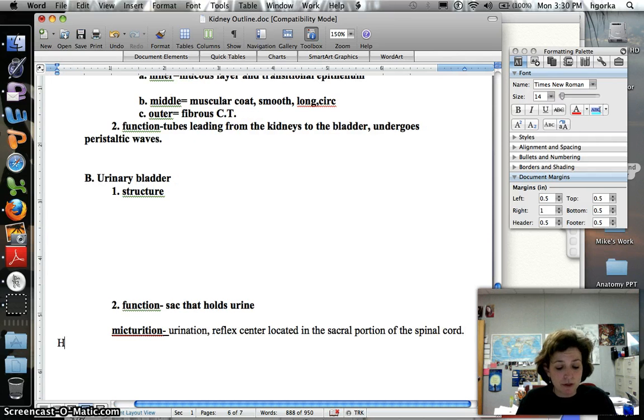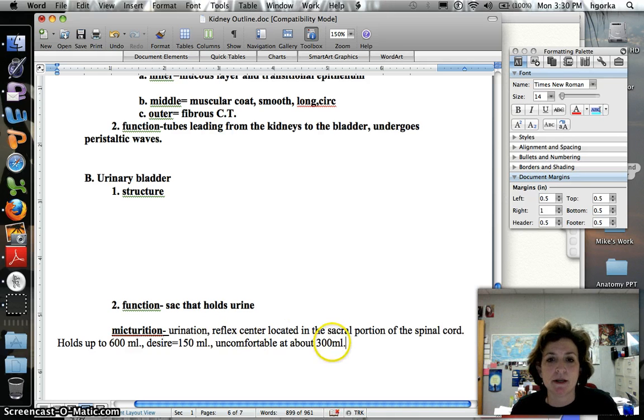Your bladder holds up to 600 milliliters. The desire to urinate usually occurs at about 150 milliliters, and it becomes uncomfortable at about 300 milliliters. So we actually are maybe doing a little potty dance by the time our bladder is only half full. So there really is extra room in there.